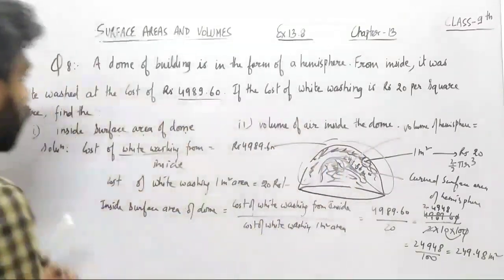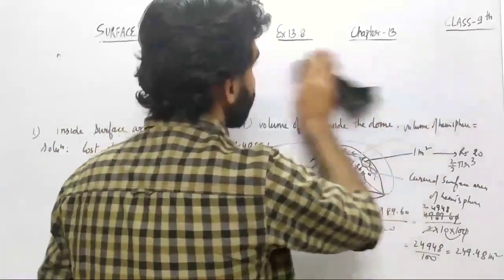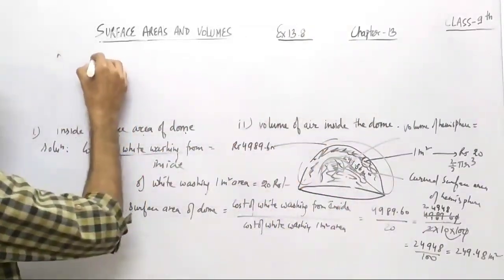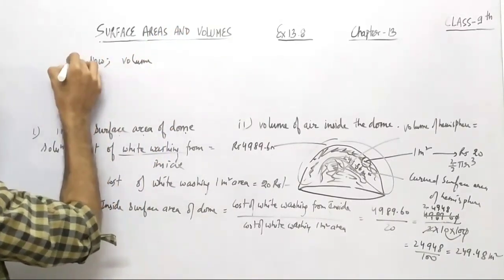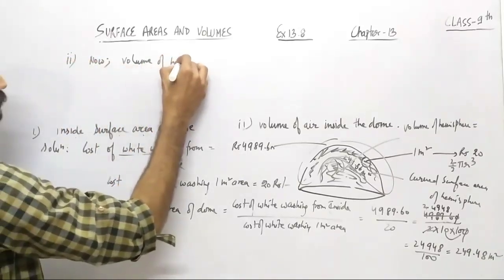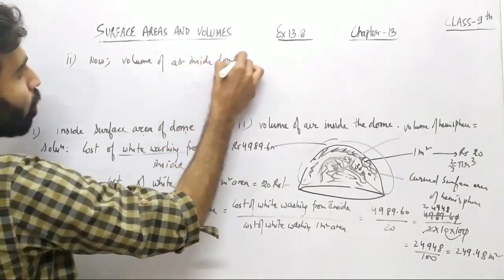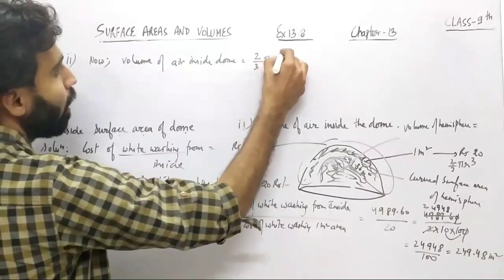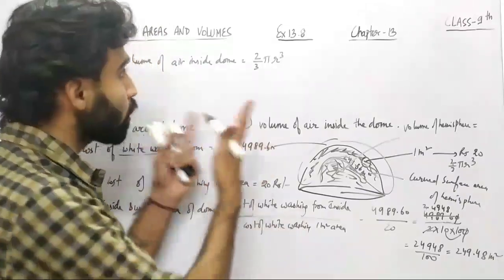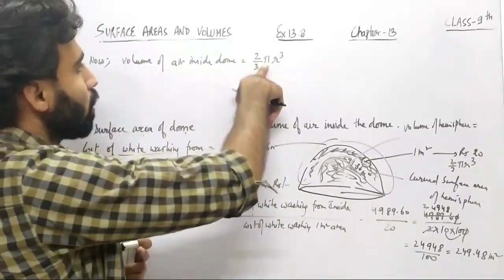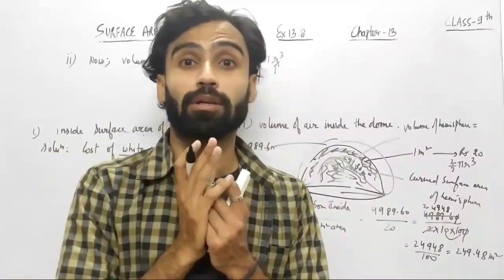So let us do this. First I'm going to rub this. Now you can see, this is the second part of this question. So the volume of air inside the dome will be calculated by 2 upon 3 pi r cube, right? So here we need to know the radius. Before moving on to the volume, we need the radius. So how will we first calculate the radius, right?